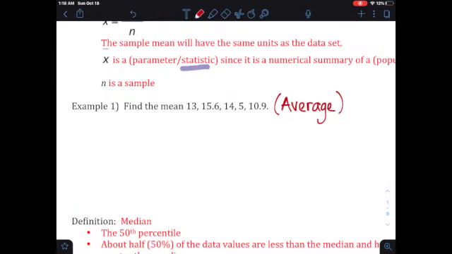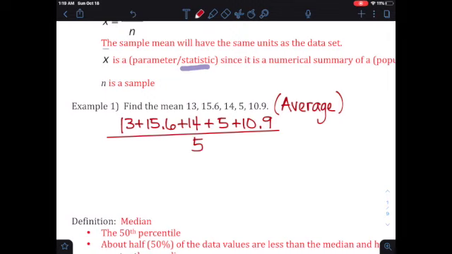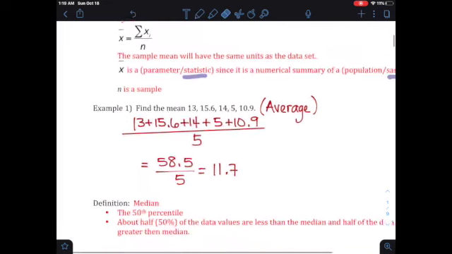To do example number 1, you just have to add all the x values, or add all the values available, which is going to be 13 plus 15.6 plus 14 plus 5 plus 10.9. Since you counted 1, 2, 3, 4, 5 numbers, you have to make sure you divide by 5. The sum comes out to be 58.5, and if you divide by 5, the answer is going to be 11.7. And so therefore, your answer for the mean is 11.7.